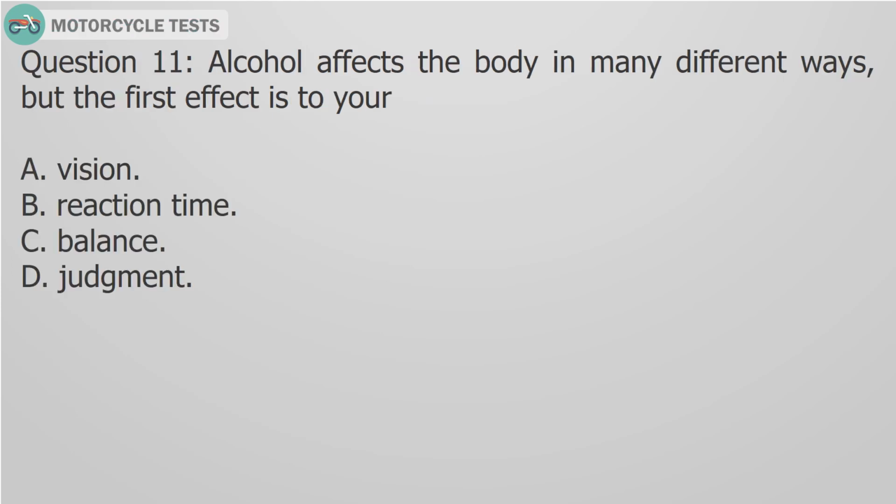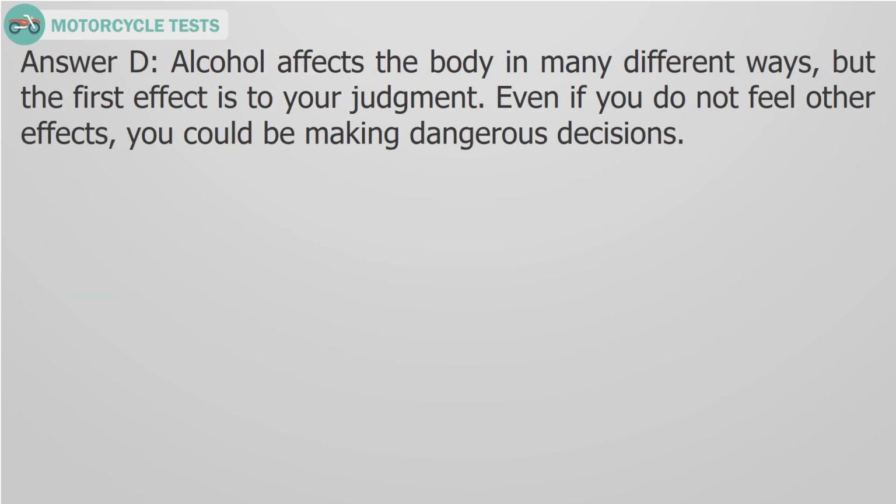Question 11. Alcohol affects the body in many different ways, but the first effect is to your A. Vision. B. Reaction time. C. Balance. D. Judgment. Answer D. Alcohol affects the body in many different ways, but the first effect is to your judgment. Even if you do not feel other effects, you could be making dangerous decisions.